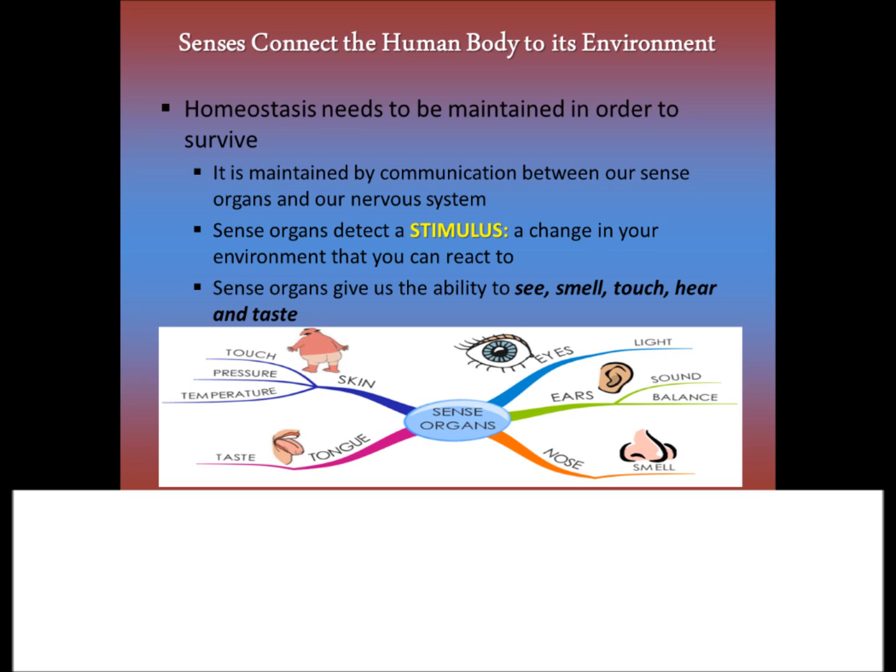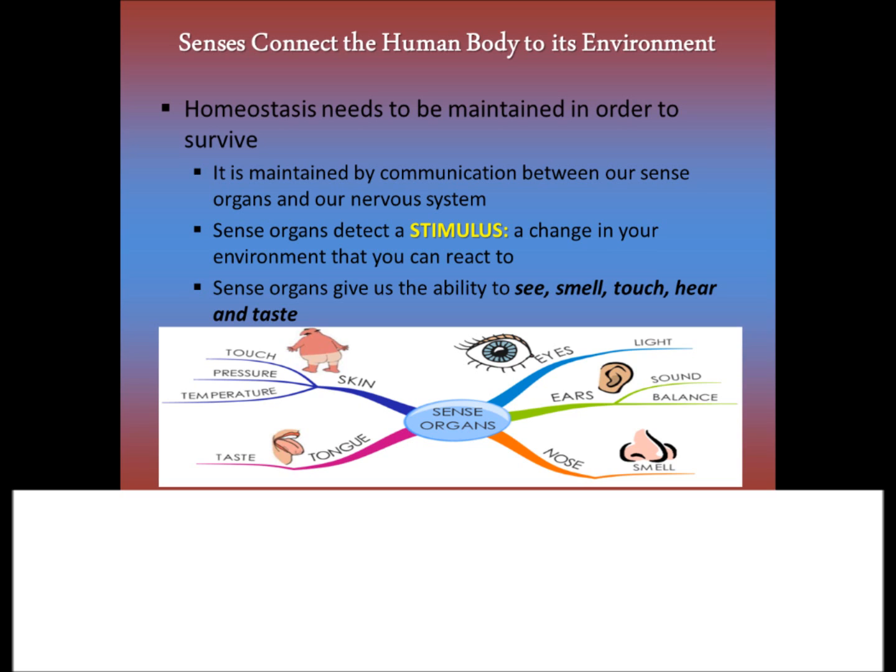So our sense organs give us the ability to see and smell, touch and hear and taste. For example, your eyes and your ears, nose, those are all sense organs. So when these sense organs detect a stimulus, which is a change in the environment that we can react to, then it's going to send signals to the brain in order to cause you to have a reaction.